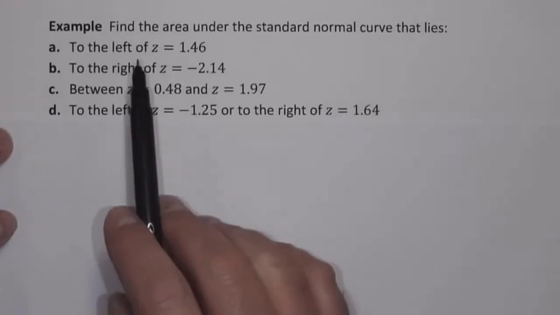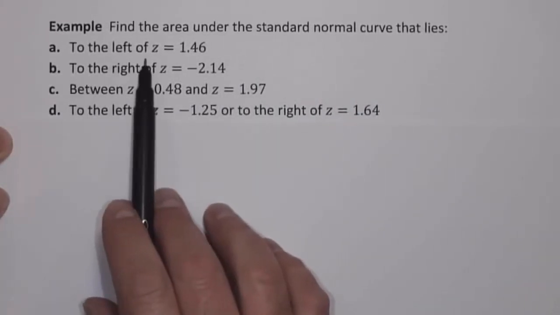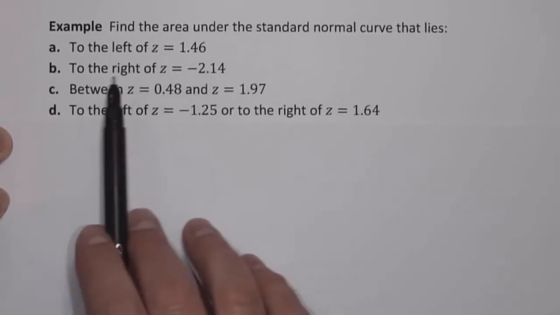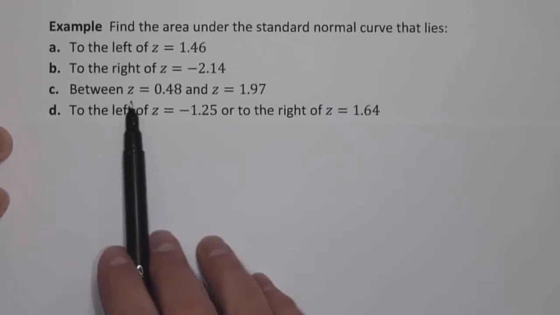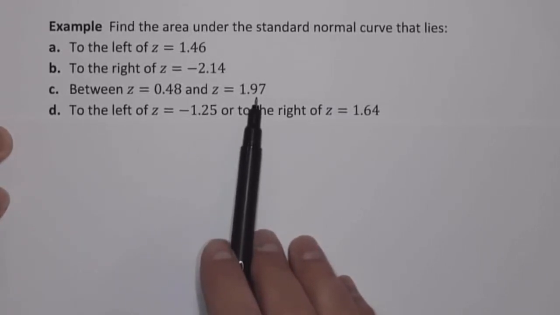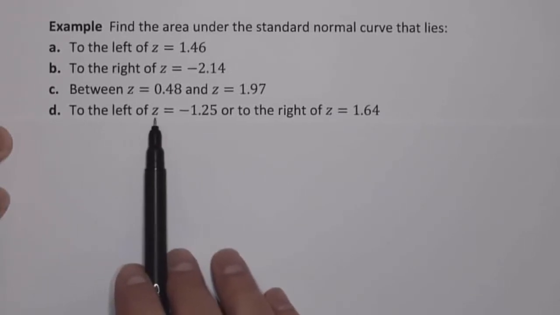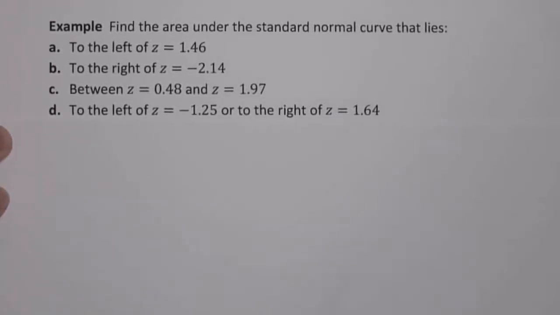So in this video, we want to find the area under the standard normal curve that lies to the left of z equals 1.46, to the right of z equals negative 2.14, between z equals 0.48 and z equals 1.97, and to the left of z equals negative 1.25, or to the right of z equals 1.64.